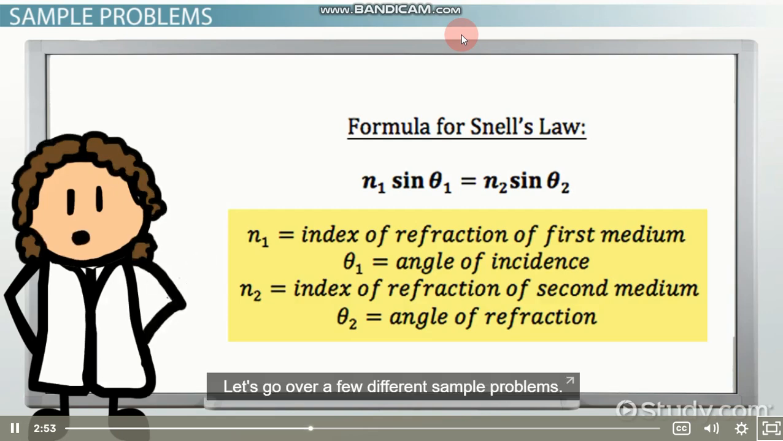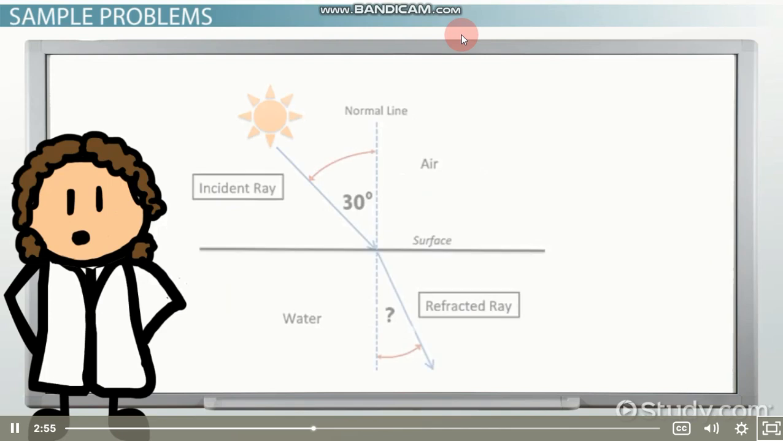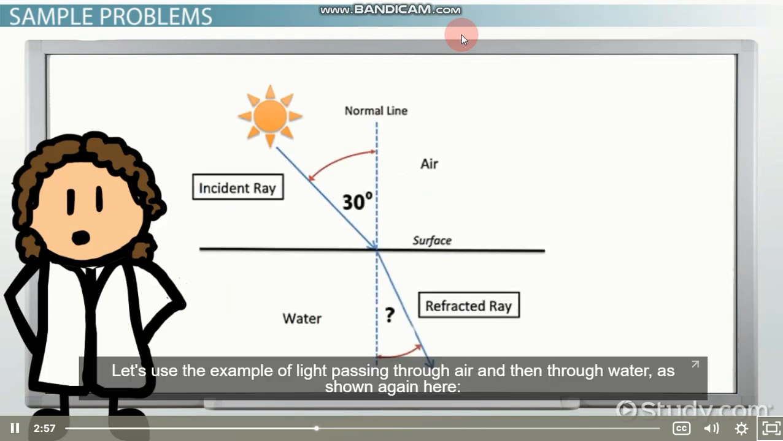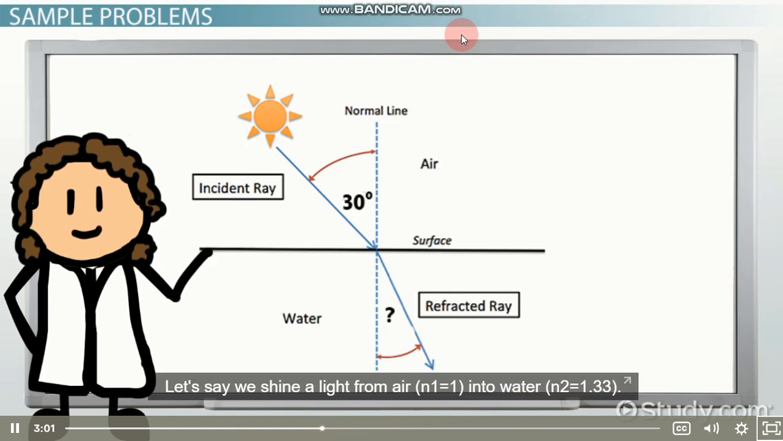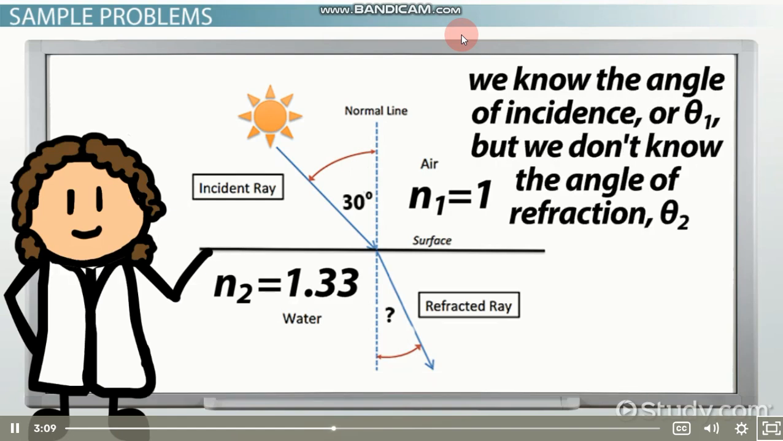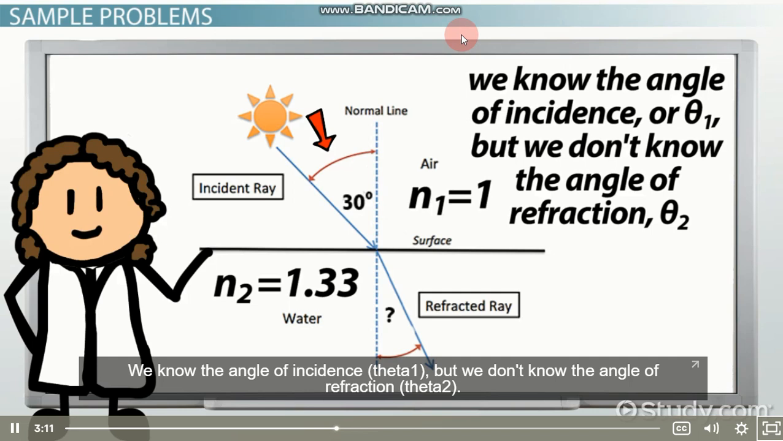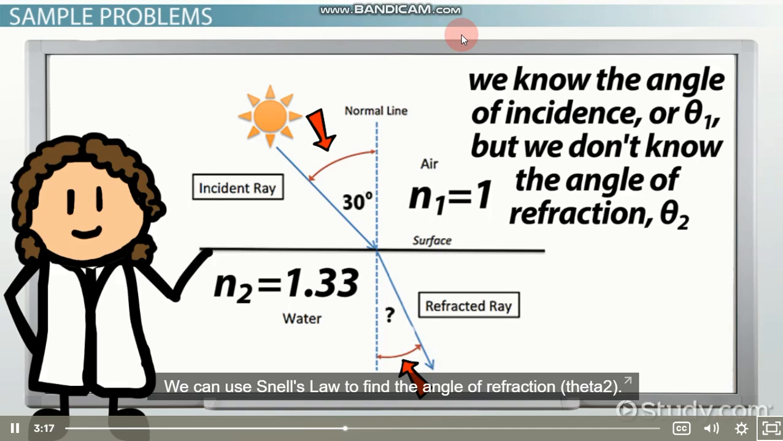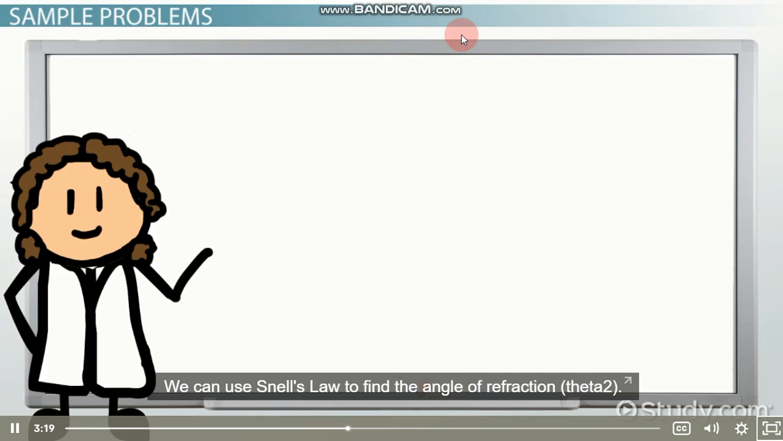Let's go over a few different sample problems. Let's use the example of light passing through air and then through water, as shown again here. Let's say we shine a light from air, or n1 equals 1, into water, or n2 equals 1.33. We know the angle of incidence, or theta 1, but we don't know the angle of refraction, theta 2. We can use Snell's law to find the angle of refraction.